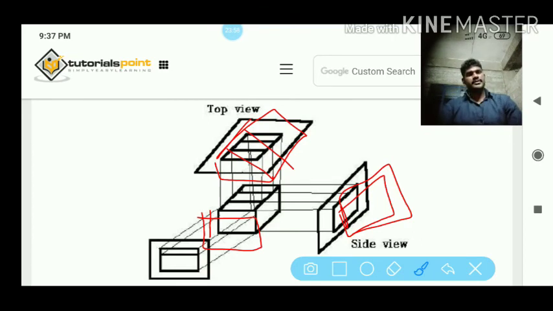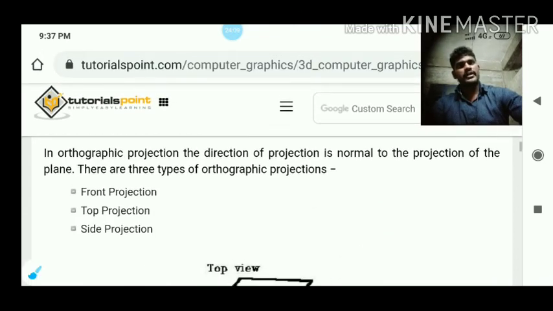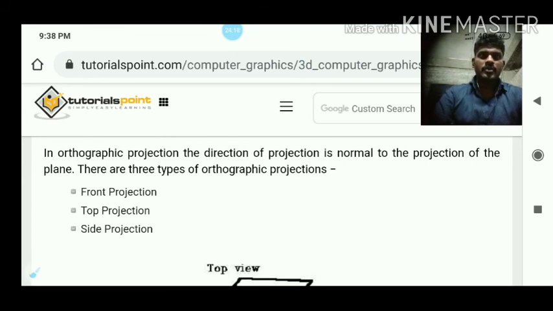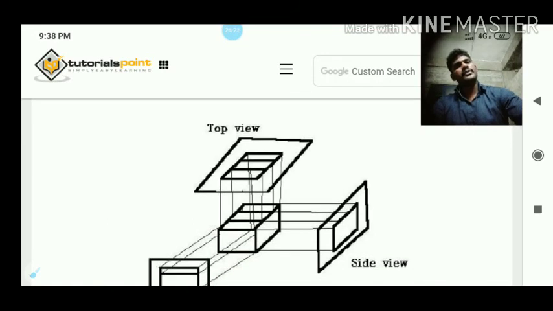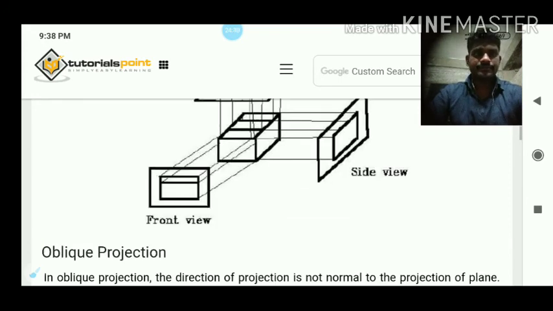This is called ortho projections. The lines are normal lines. Once again, in ortho projection, the direction of projection is normal to the plane of projection. There are three types of ortho projections. What is normal? Simple. Where the vertex is, we draw the vertex. Where the line is, we draw the line. We draw all the parallel lines exactly. Side view, top view, and front view. This is called ortho projections.